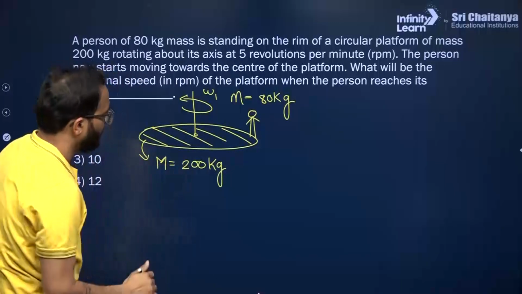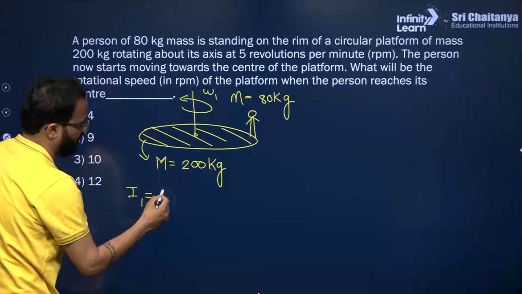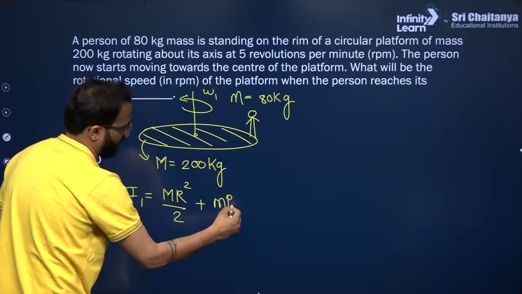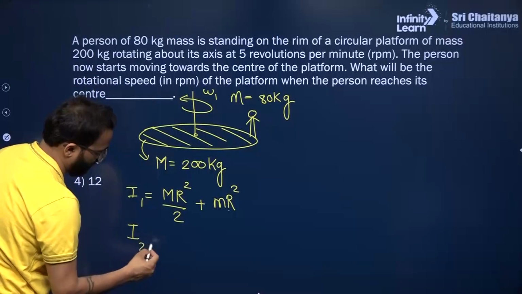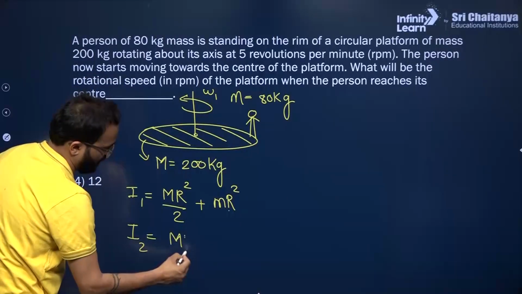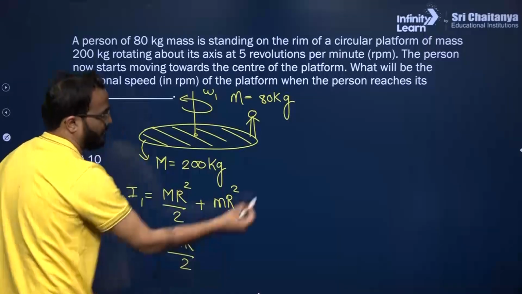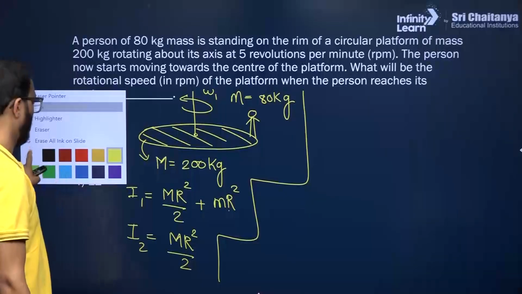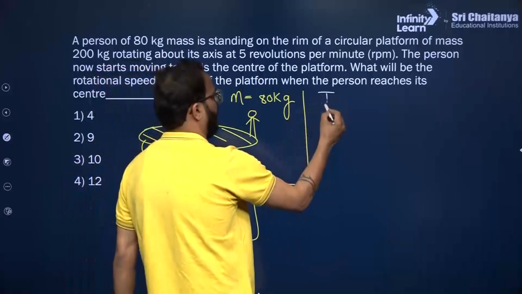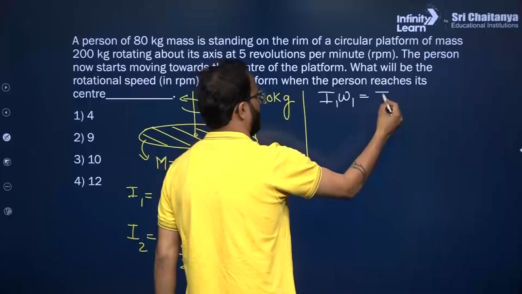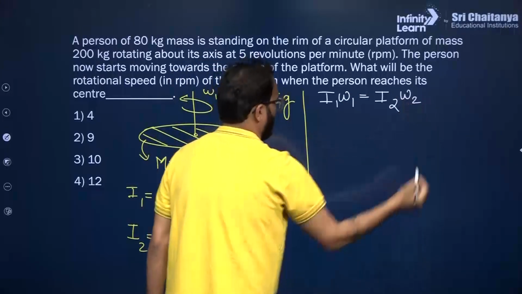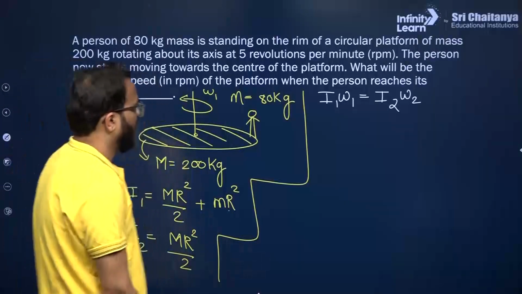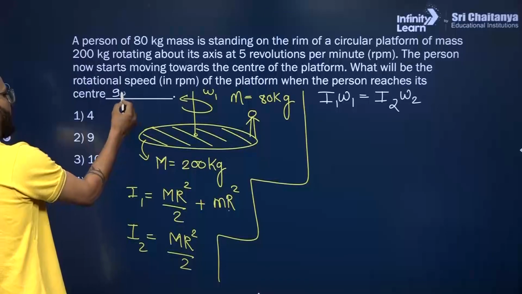So we will say it like this. What is I1? I1 will be mr square by 2 plus small mr square. What is I2? It will be capital mr square by 2 only. Clear? So we will say I1 omega 1 is equal to I2 omega 2. Put the values, you will get your answer. Omega 1 is 5 rpm. Put it, and the answer comes out to be 9 rpm.